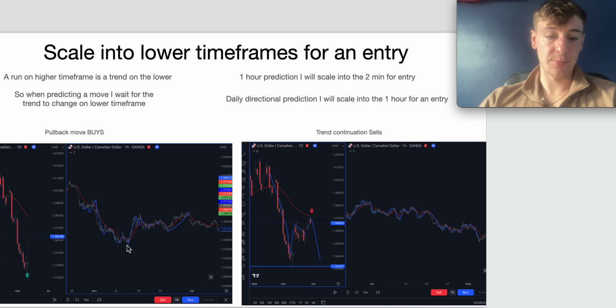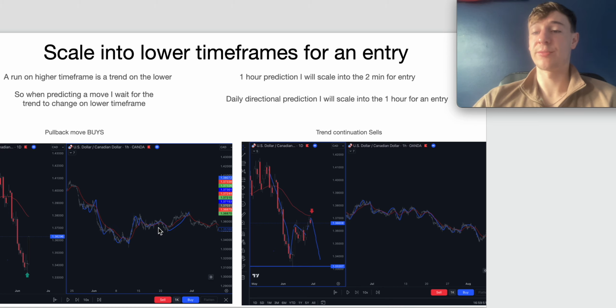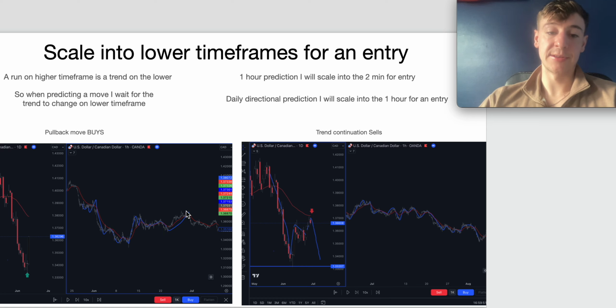So as price came down, we then made a new trend change, higher high, higher low, and then you'd look to enter however your entry model is, and take the momentum to the upside. It's the same with this one. So that was the pullback move example. This is the trend continuation example.